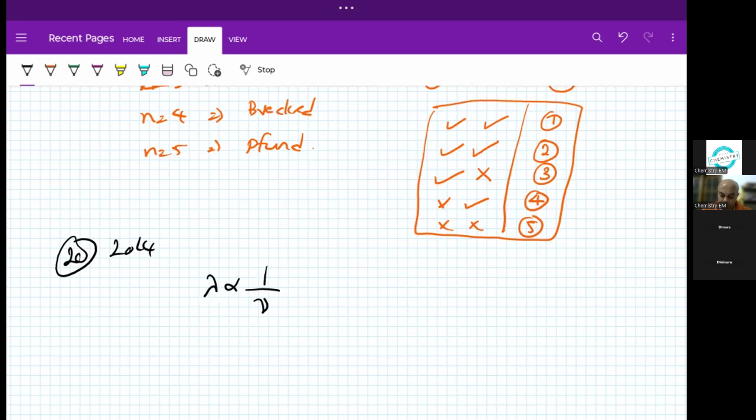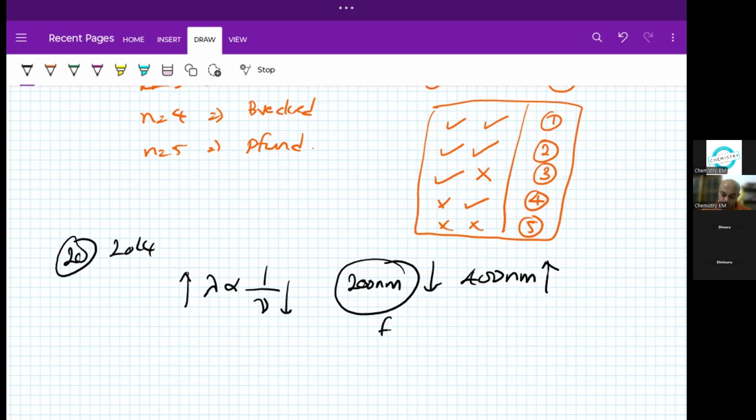So when lambda increases, frequency should be decreasing. So 200 nanometers has a lower lambda than 400 nanometers. Therefore, frequency here should be increased. Here frequency should be decreased because of the inverse relationship.